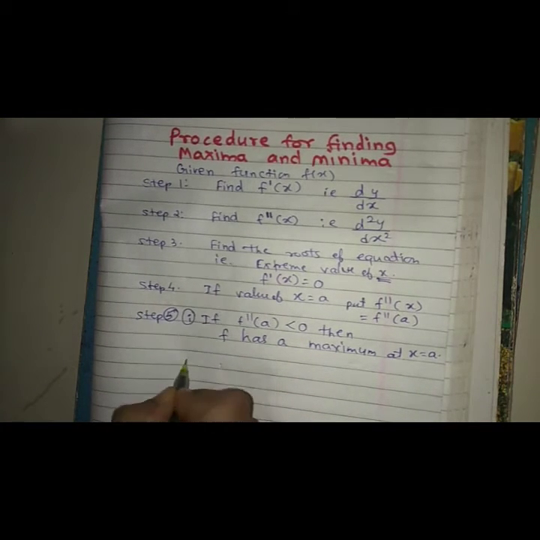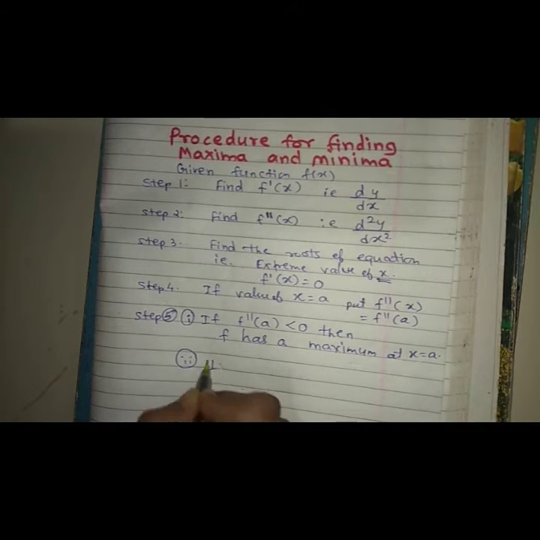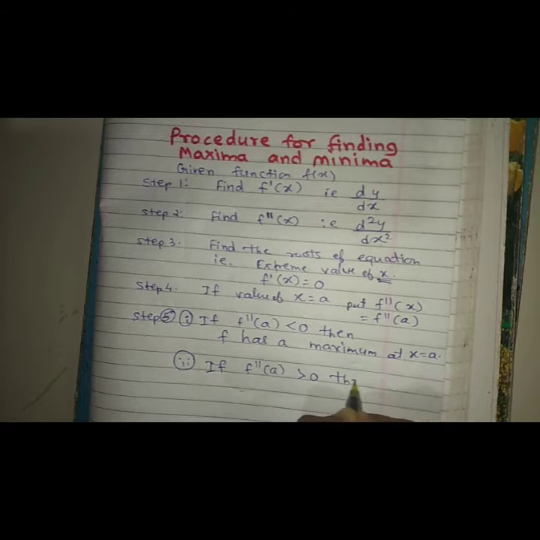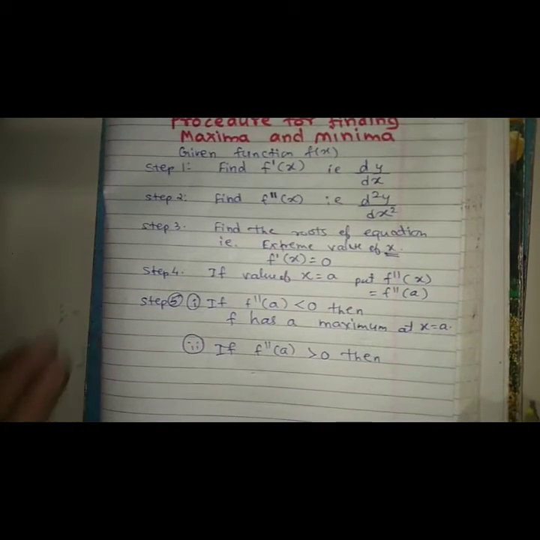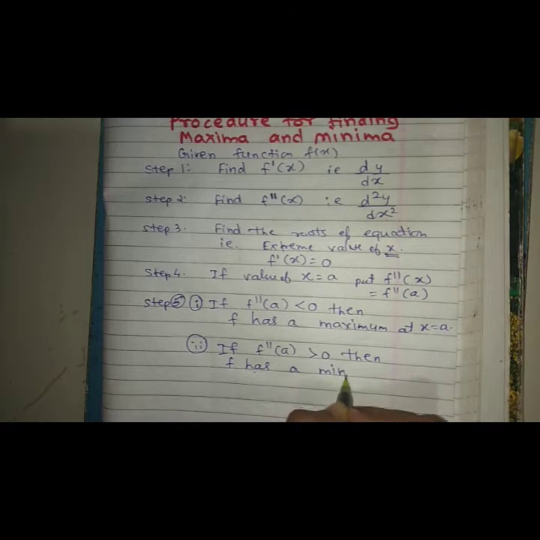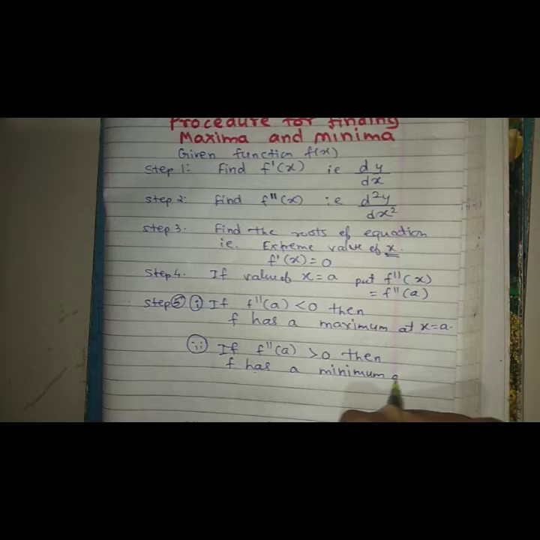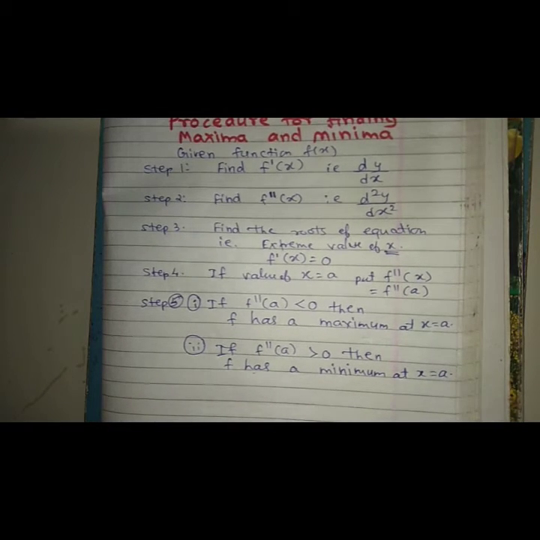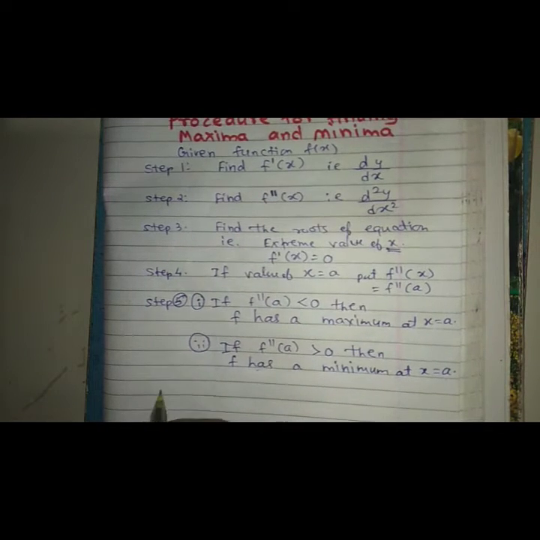And second thing is, if f double dash of a is greater than 0, then f has a minimum at x is equal to a. To find the value of maxima and minima, again we substitute the same element x is equal to a in the original function. Step 6.